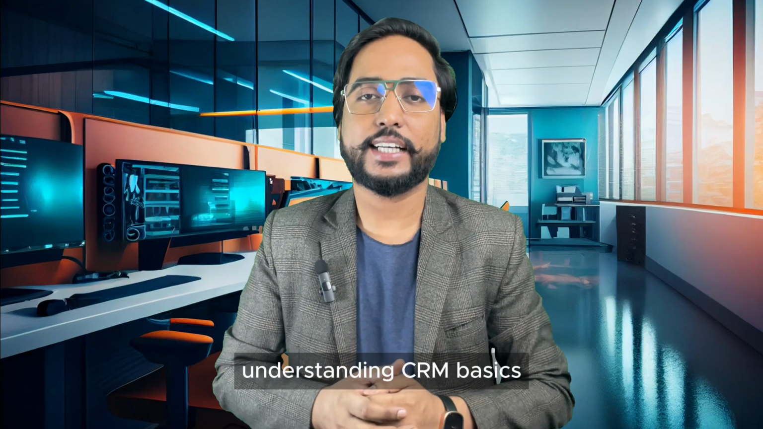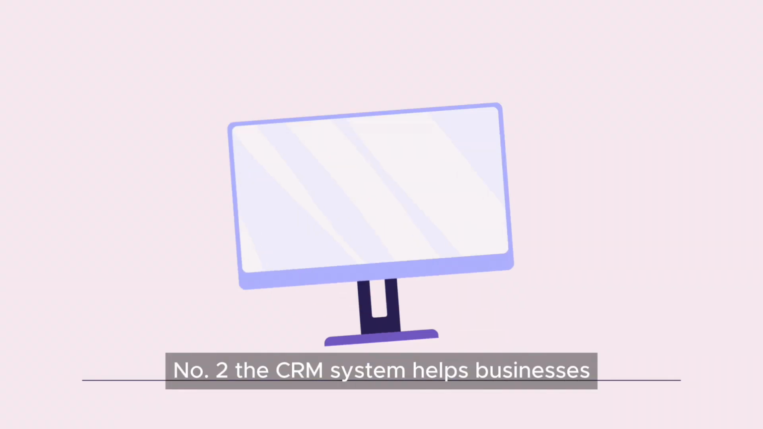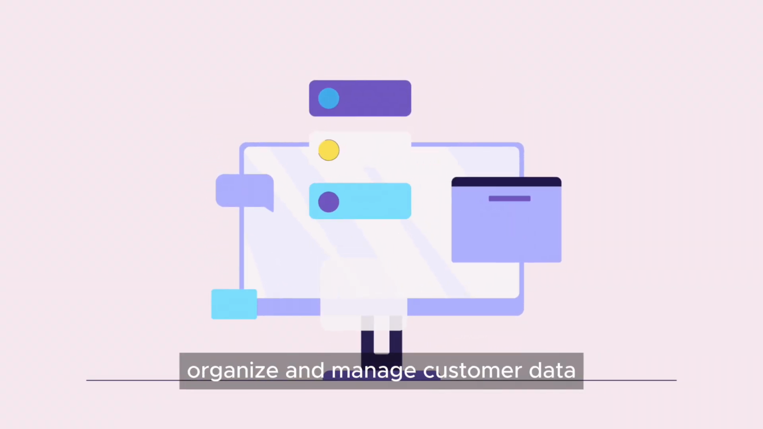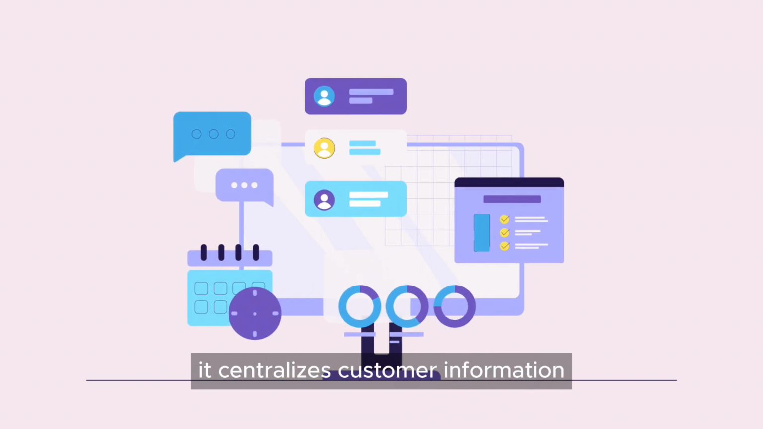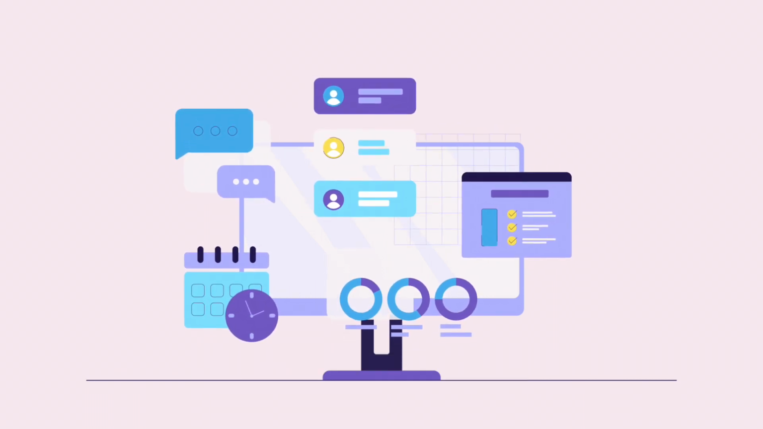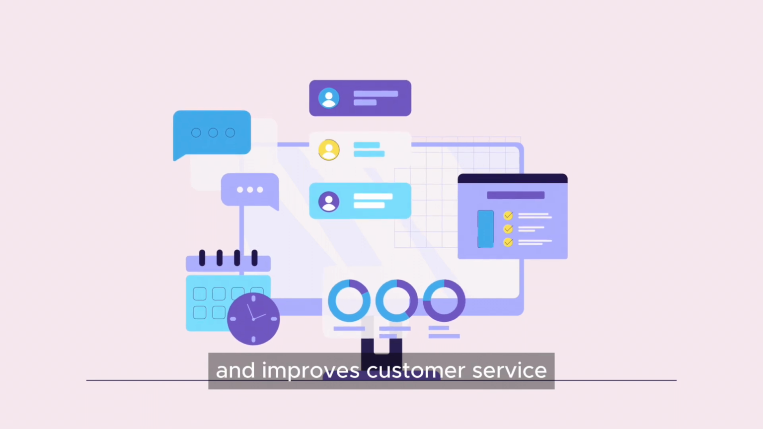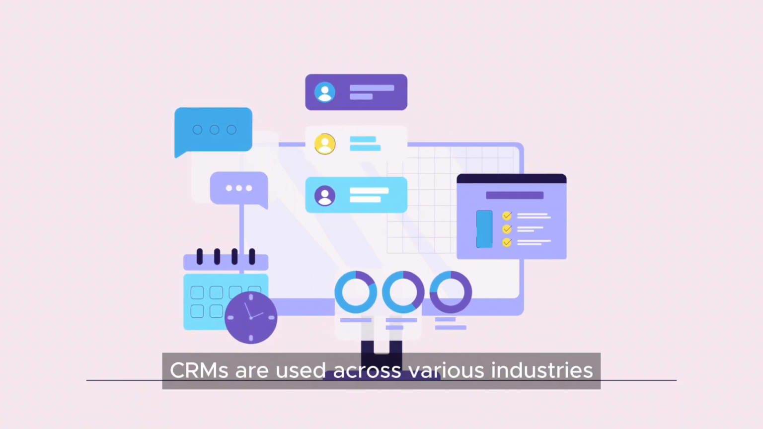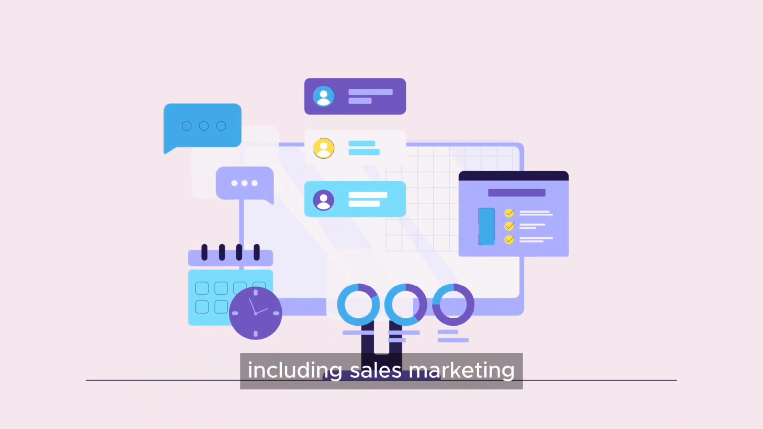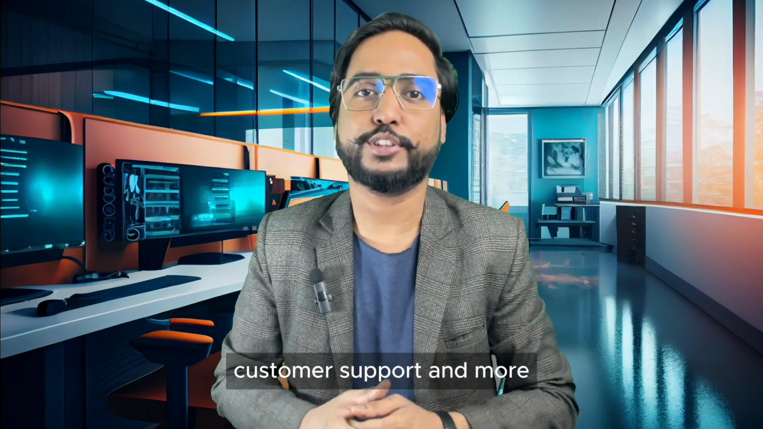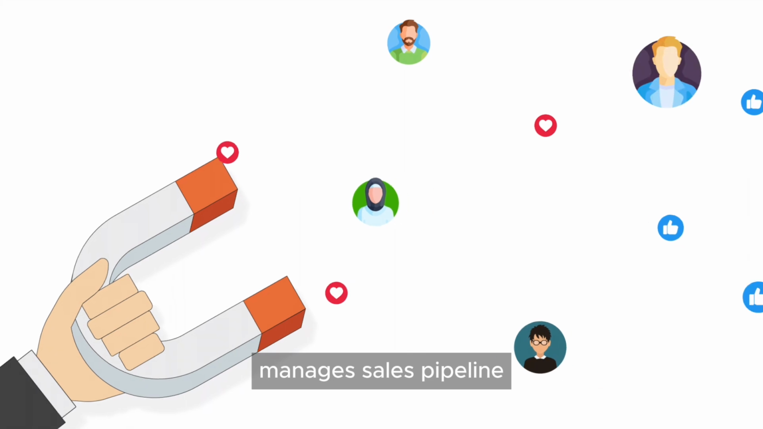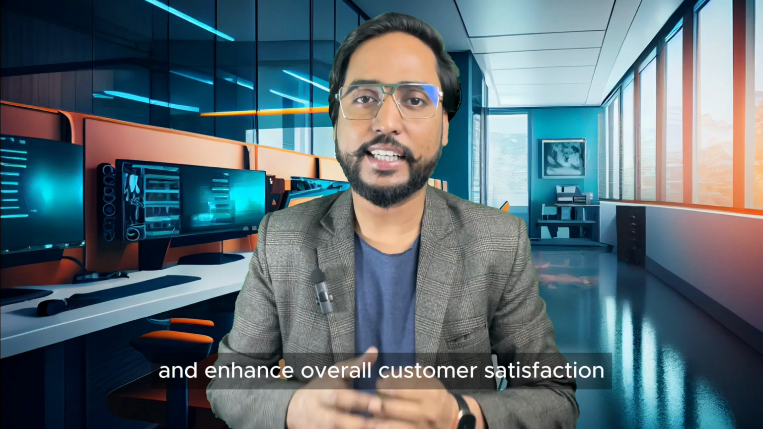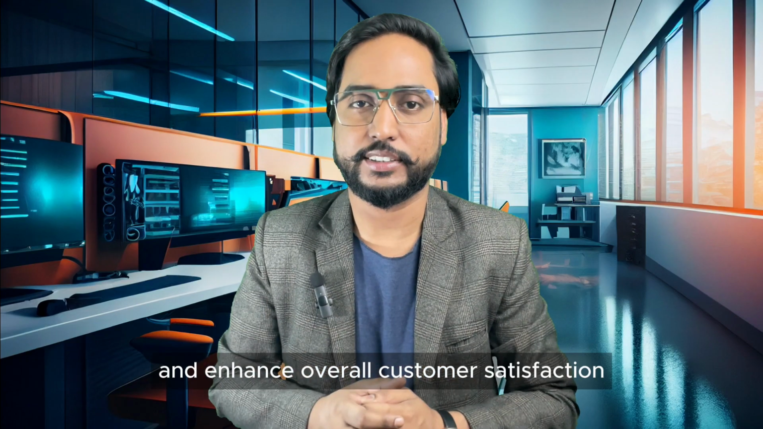Step 1. Understanding CRM basics. A CRM system helps businesses organize and manage customer data, interactions, and relationships. It centralizes customer information, streamlines communications, and improves customer service. CRMs are used across various industries, including sales, marketing, customer support, and more. They help a business track leads, manage sales pipeline, analyze customer behavior, and enhance overall customer satisfaction.